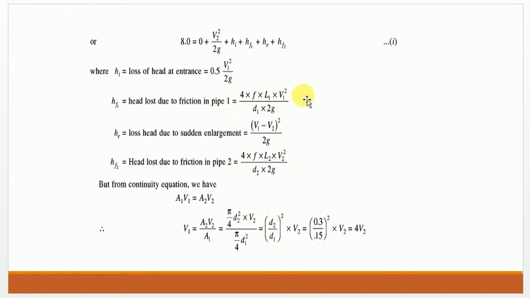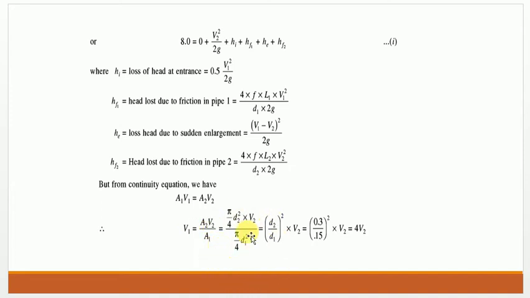The known data are the coefficient of friction, the lengths and the diameters. The velocities V1 and V2 are unknown, so we have to find them. To do that, we use the continuity equation, A1 V1 equals A2 V2, so V1 will be equal to A2 V2 by A1.